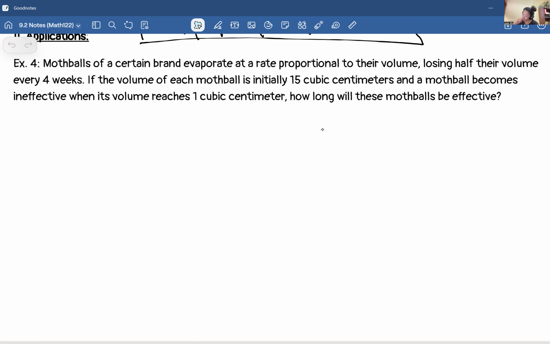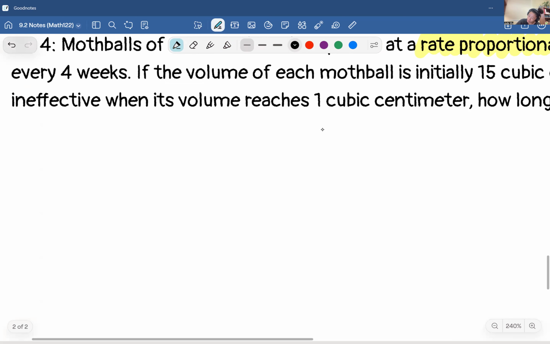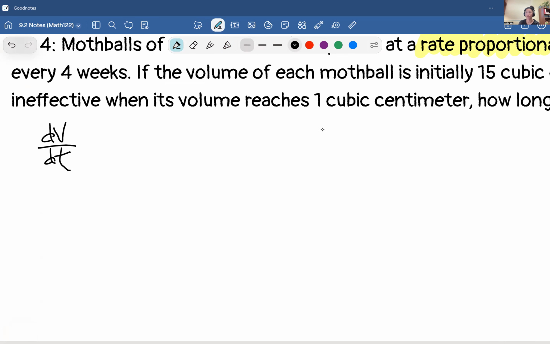A couple of things here are important to note. We have that these mothballs are evaporating at a rate proportional to their volume. And the moment I see a rate proportional to something, I'm thinking the change in the volume with respect to time, so dV/dt, is going to equal k times V. This k is that rate proportionality constant.